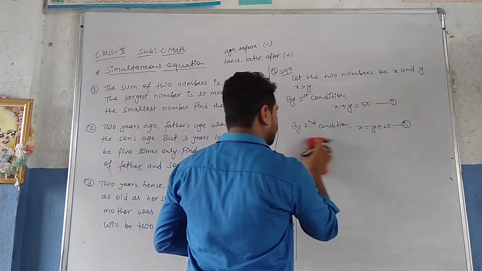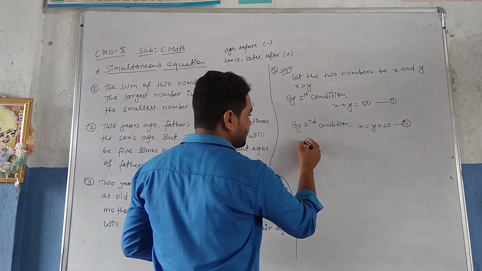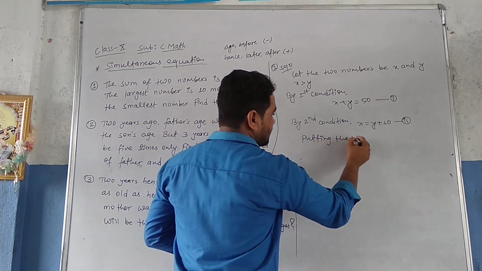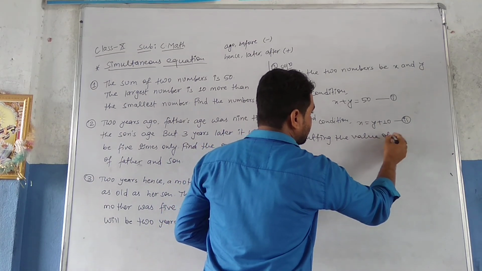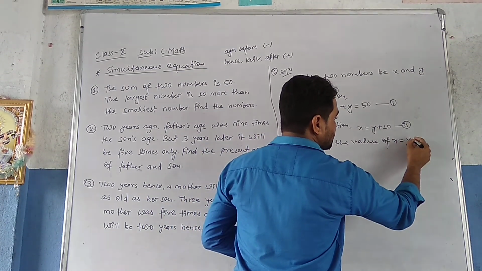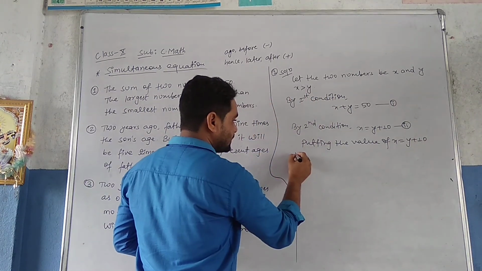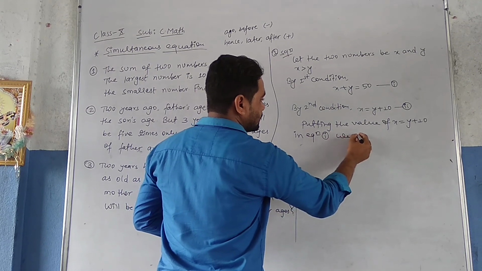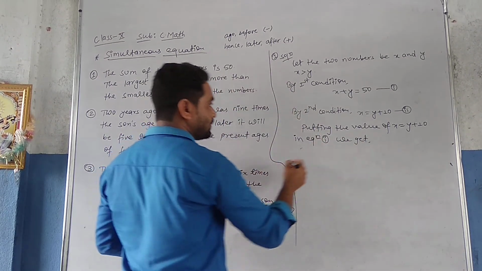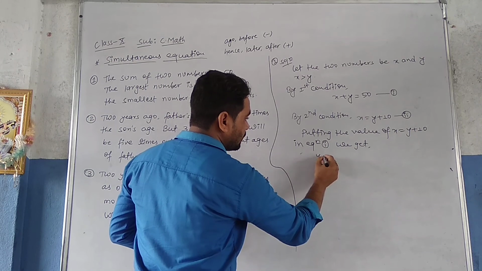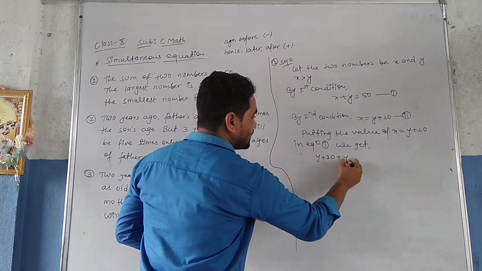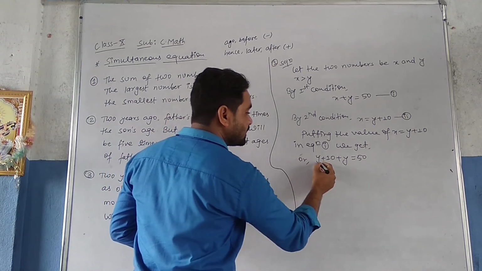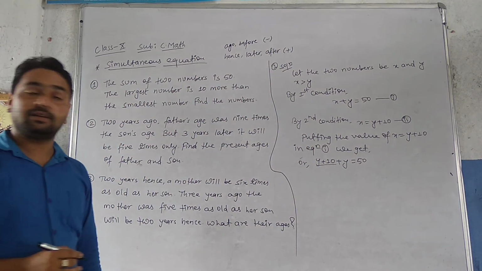So, putting the value of x equals y plus 10 in the first equation, we get y plus 10 plus y equals 50. We put y plus 10 in place of x.